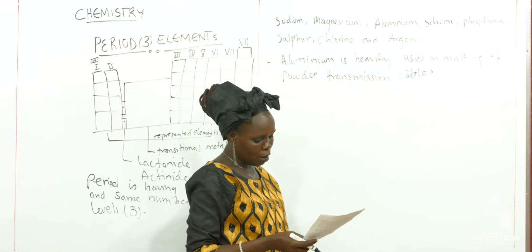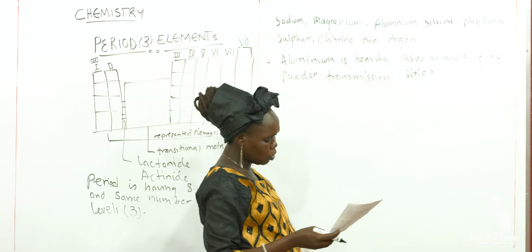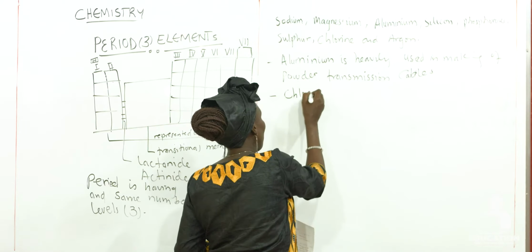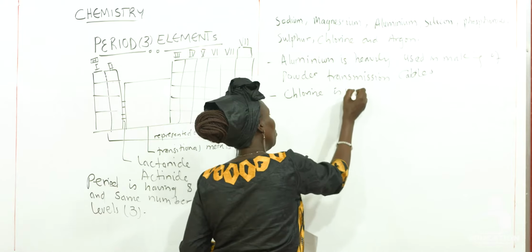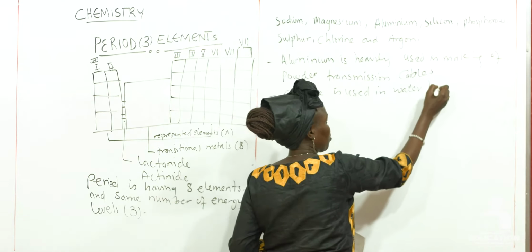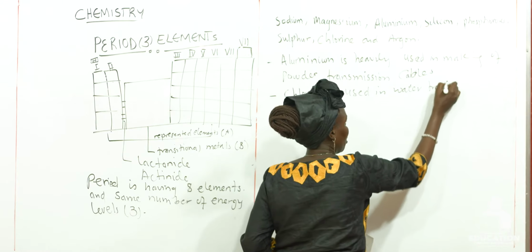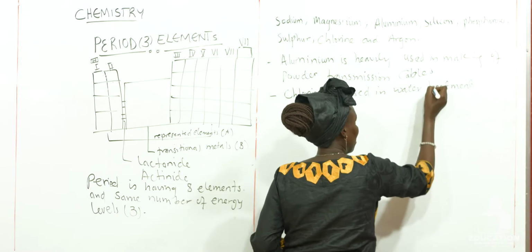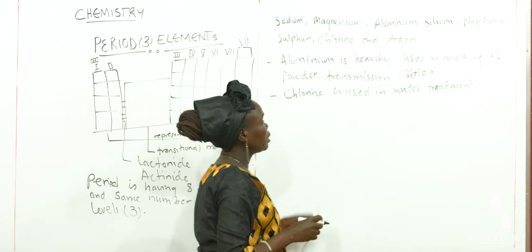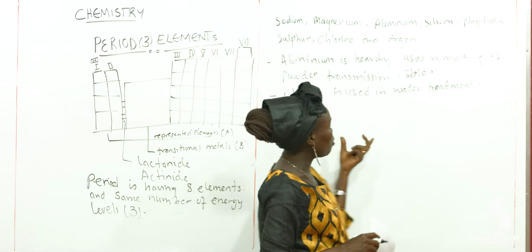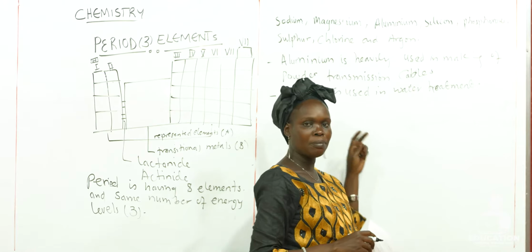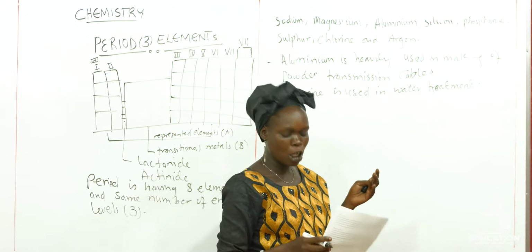So we can say that chlorine is used in water treatment, among others. So these are some of the examples of their uses, as we know that these elements are not only for fun, but they are very important in our daily lives.